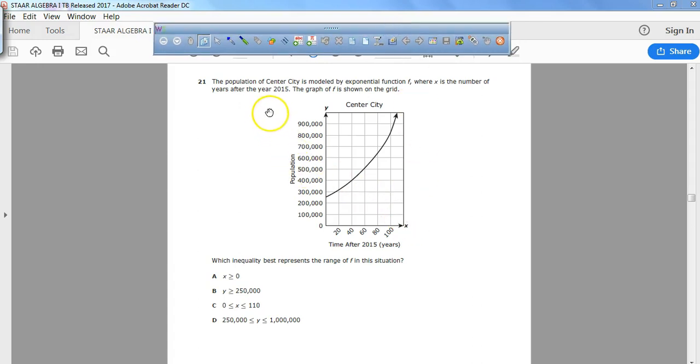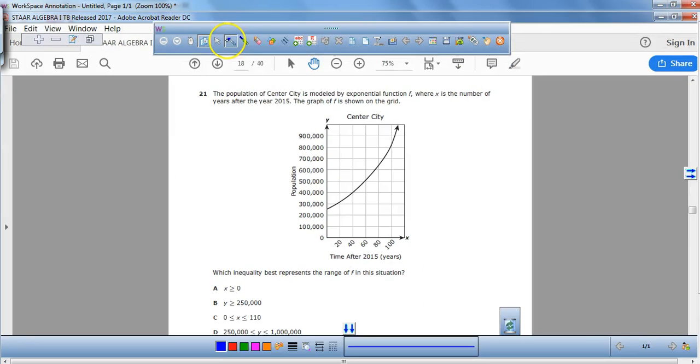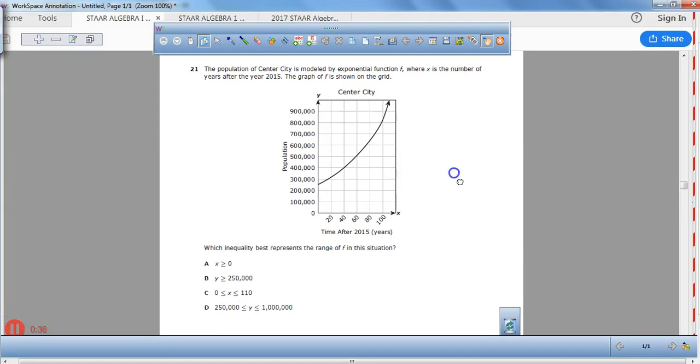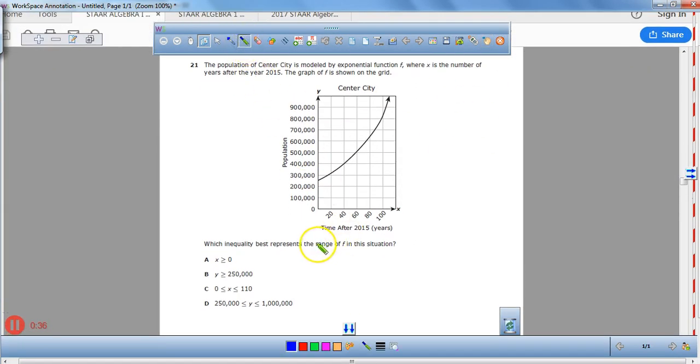time. So it says the population of Center City is modeled by the exponential function f, where x is the number of years after 2015. The graph of f is shown on the grid. So these are the years after 2015. It says which inequality best represents the range of this function. So this is basically asking about the range of an exponential function.